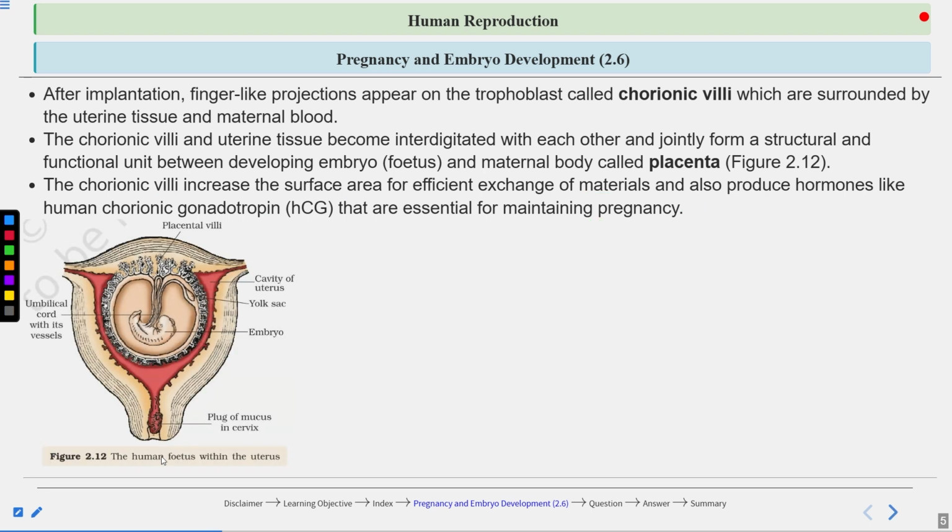Here you can see an image showing the human fetus within the uterus. This is the fetus or the embryo. This is the cavity of the uterus. Here you can see the umbilical cord with its vessel. Here you can see the placental villi. The placenta is made up of chorionic villi as well as maternal tissue. And then the placenta leads to this umbilical cord, which is attached to the fetus.